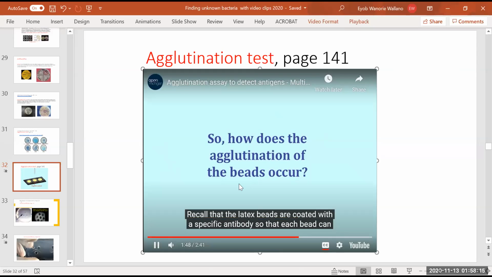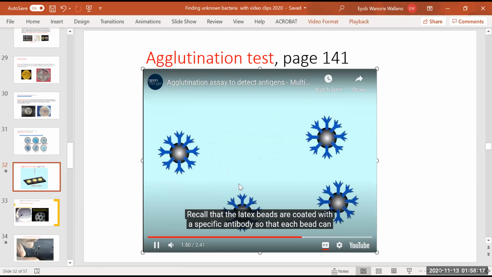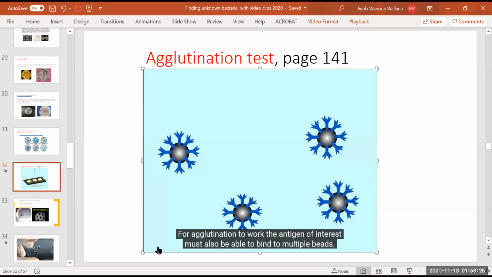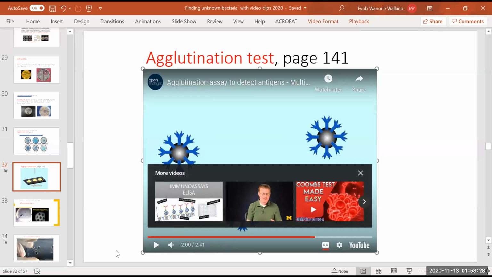Recall that the latex beads are coated with a specific antibody so that each bead can bind to numerous antigens. For agglutination to work, the antigen of interest must also be able to bind to multiple beads. Okay, in this one, you have seen how the reaction is going on. So this is very delicate laboratory work.